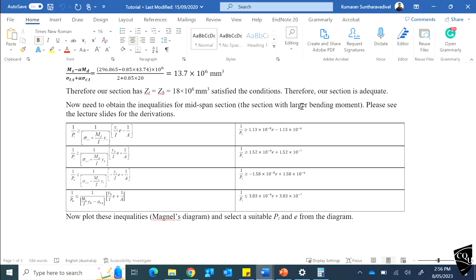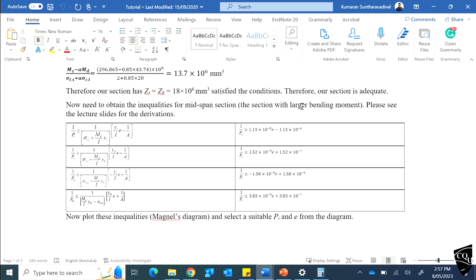If you have these 4 inequalities, you should be able to draw the lines. The first one, second, third, fourth, and draw them, and you will get the Maxwell diagram. You will draw the Maxwell diagram and get the P and E value. As I told, lots of different values are possible, so I leave that one.